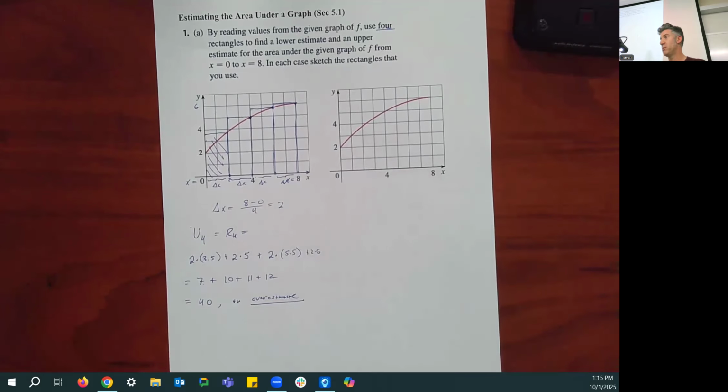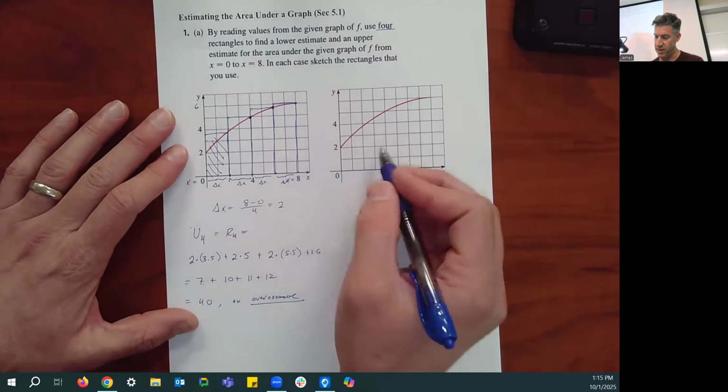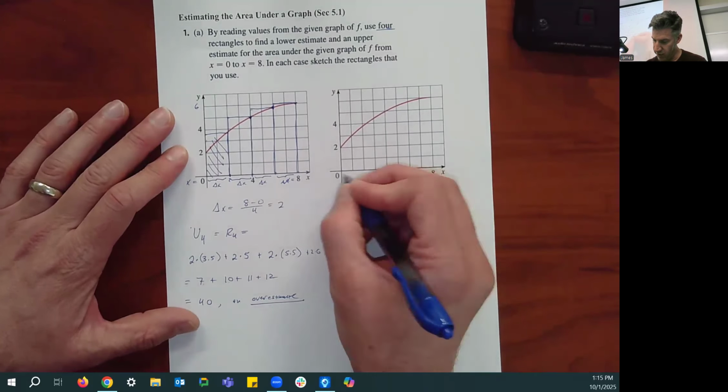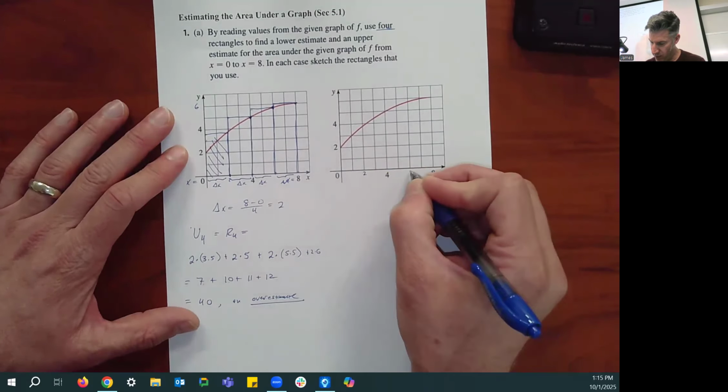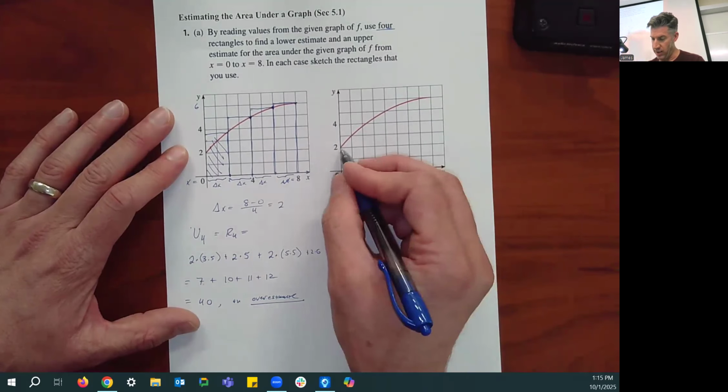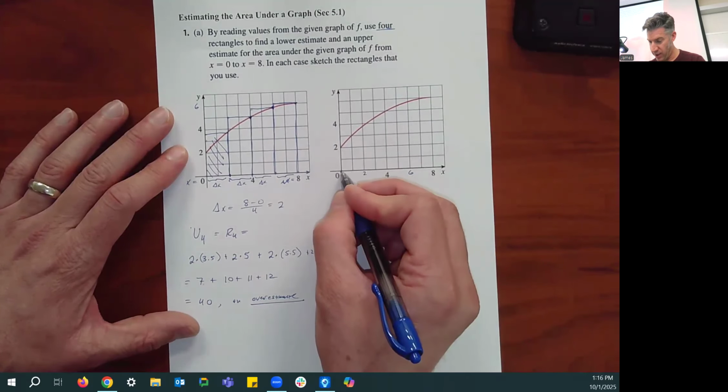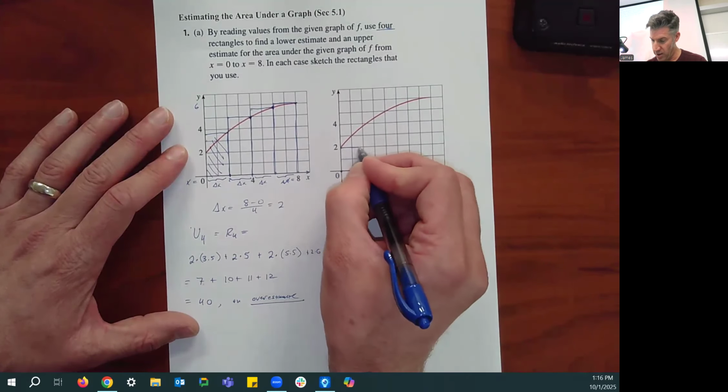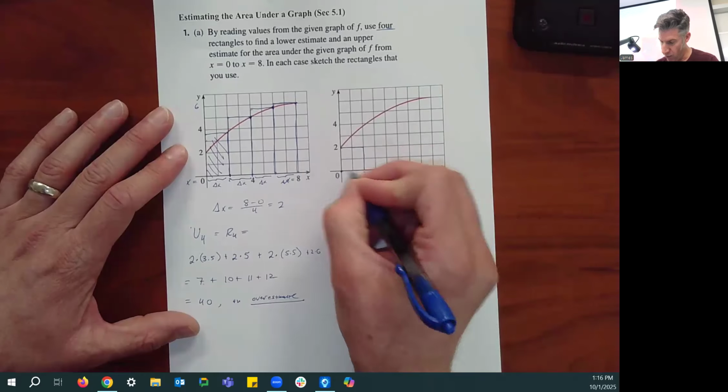Same picture. Now we're going to use, what's the word here? Sorry, a lower estimate, not an underestimate. So a lower estimate, again, same intervals from 0 to 2, from 2 to 4, and from 4 to 6. But now for each rectangle, we're going to use the left-hand endpoint, because that's going to be the endpoint that's going to give us the lower function value.